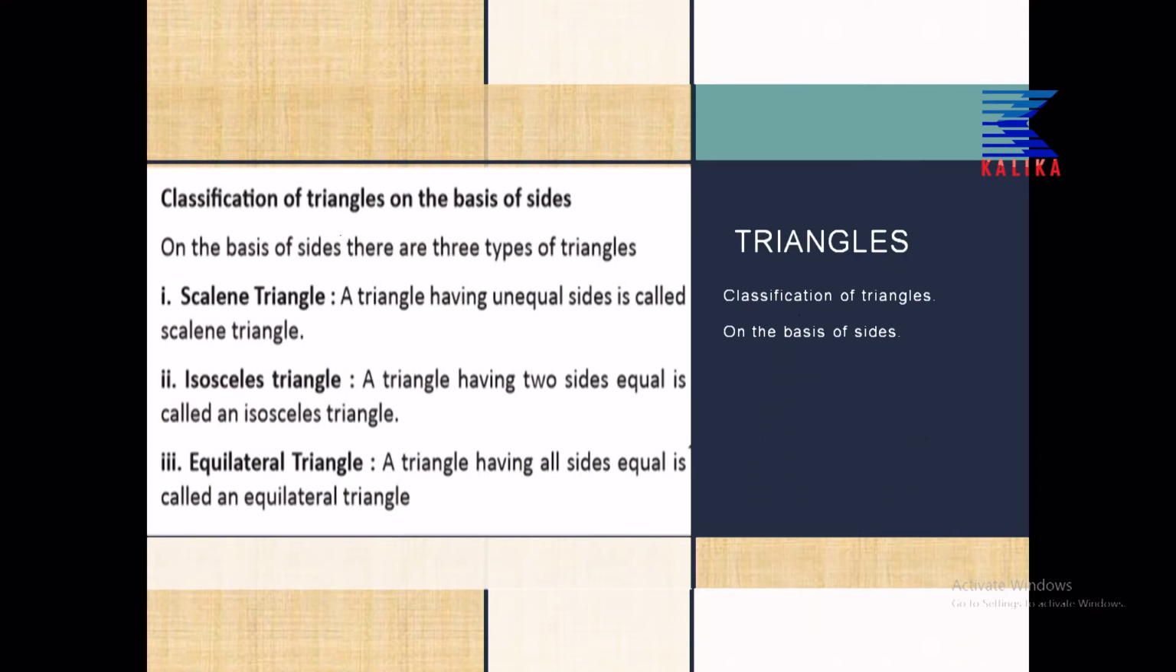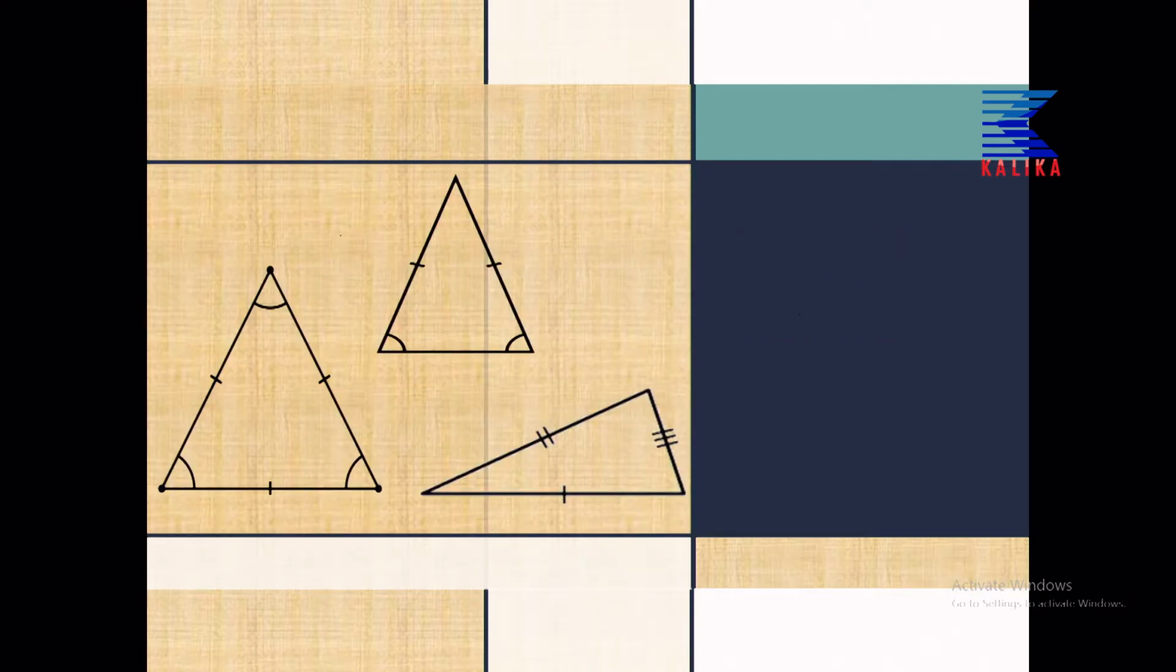And then we classified the triangle on the basis of sides as scalene triangle having no sides equal, isosceles triangle having two sides equal and equilateral triangle having three sides equal. On the basis of sides we discussed here three examples of triangles. According to sides, in the first one, all three sides are equal, so it is an equilateral triangle. In the middle one, it has two sides equal. It is an isosceles triangle. And the third one is the triangle with no sides equal. It is a scalene triangle.